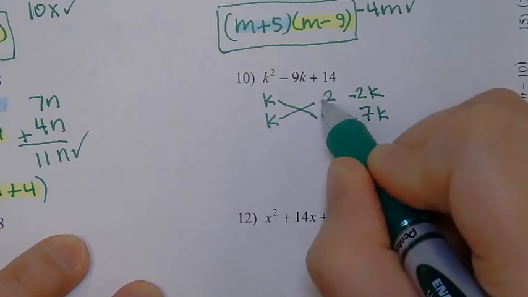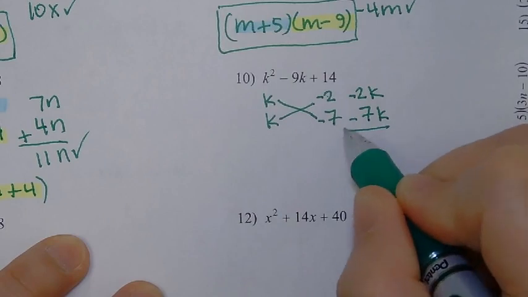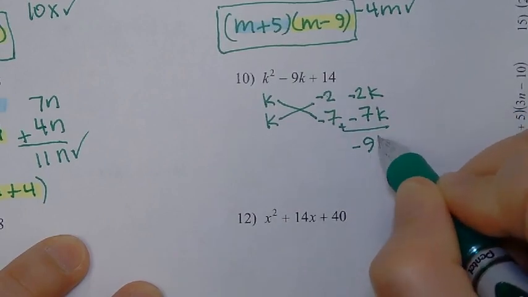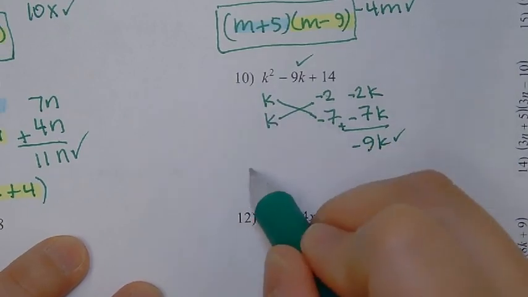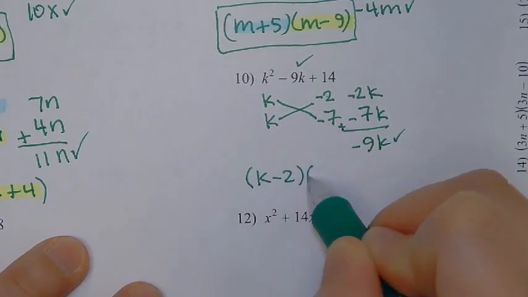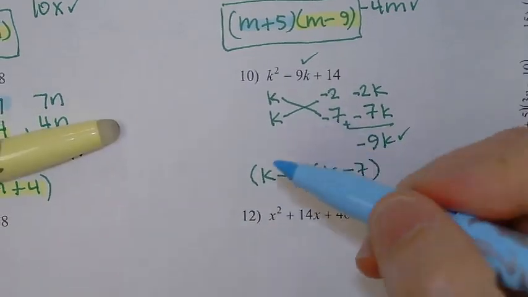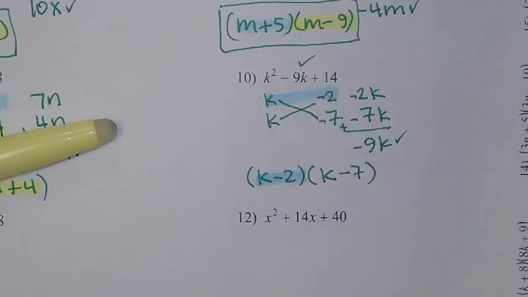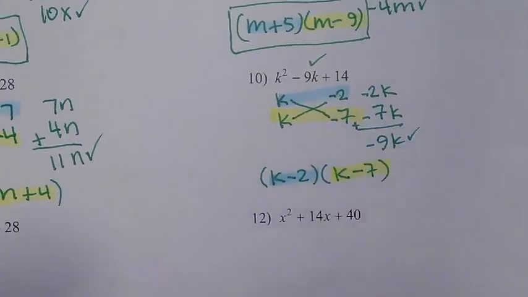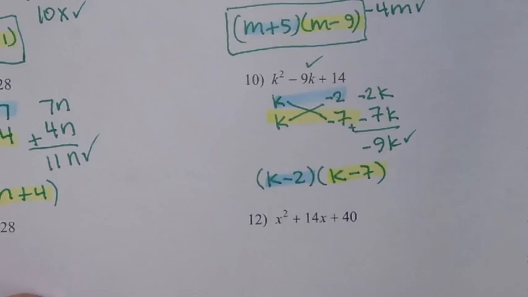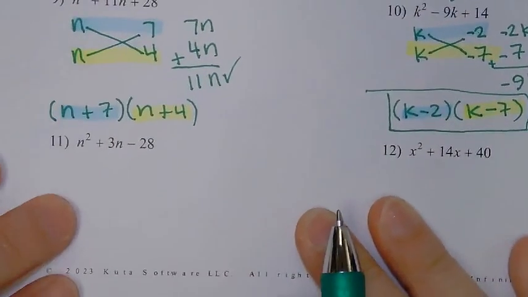Let's see if that will work, because we know that negative 2 times negative 7 is still positive 14. So we're good to go. This is going to be negative 9k. So yes, check, done. We're going to go straight across, k minus 2 times k minus 7. Those are our factors. I'll box it because that's what I like to do.